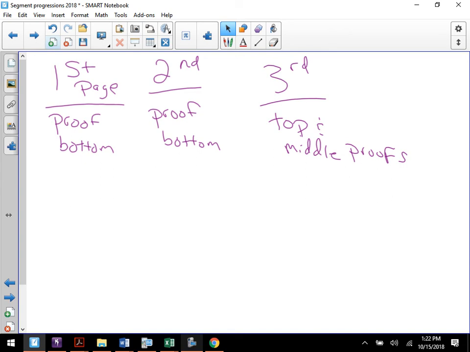Again, we're only talking about segments, not worried about angles yet. We haven't gotten there. So the first page is the proof at the bottom. Second page is the proof at the bottom. And on the third page, there are 2 proofs, the top and the middle. Those are all segments. This should be extraordinarily straightforward. 3 of them are fill in the blank: figure out what properties go where, what reasons. The last one is on your own. You should be just fine.